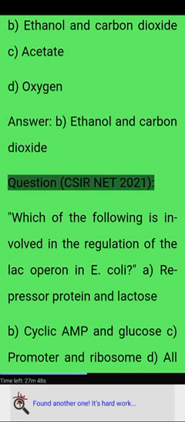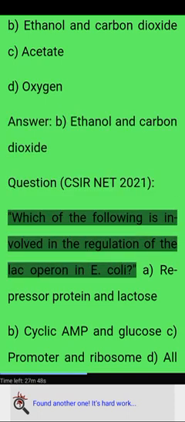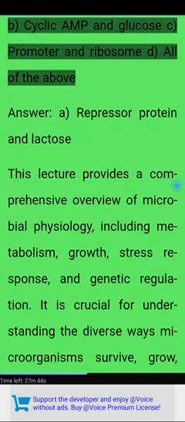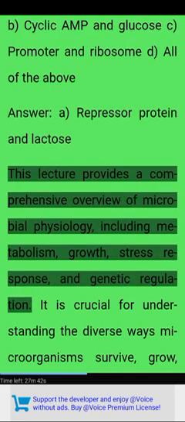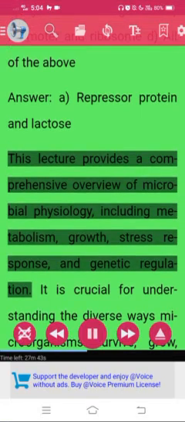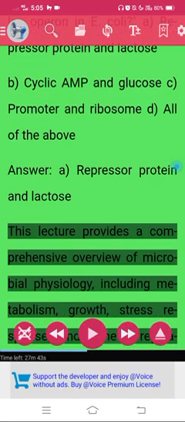Question CSIR NET 2021. Which of the following is involved in the regulation of the lac operon in E. coli? A. Repressor protein and lactose. B. Cyclic AMP and glucose. C. Promoter and ribosome. D. All of the above. Answer: A. Repressor protein and lactose. This lecture provides a comprehensive overview of microbial physiology, including metabolism, growth, stress response, and genetic regulation.